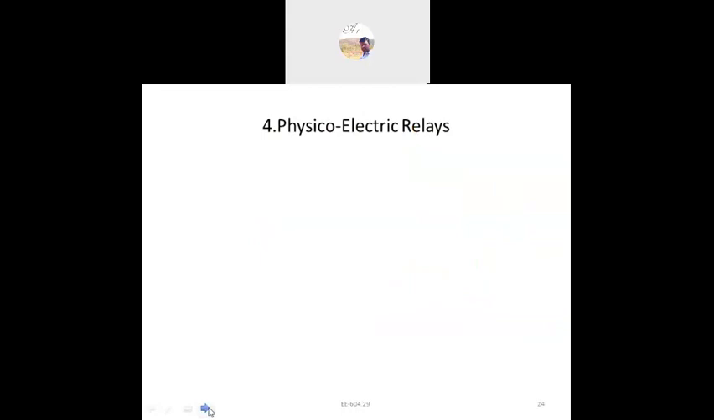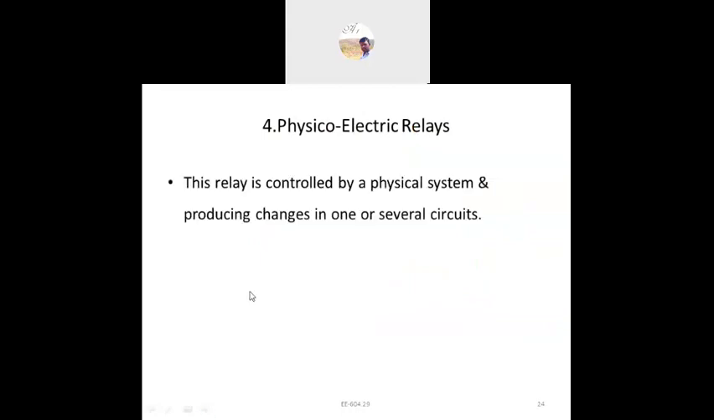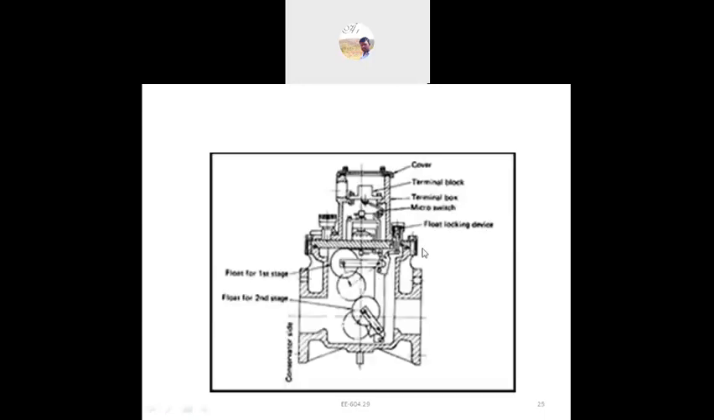Next, physical electric relays. These relays are controlled by a physical system and produce changes in one or several circuits. That is, here is the Buchholz relay. This Buchholz relay is used in the transformer internal protection system. So how does it work?